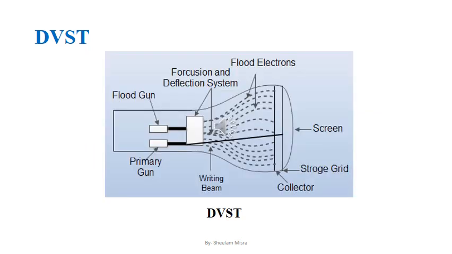So here in this diagram, DVST consists of two guns, the primary gun and the flood gun. The primary gun stores the picture pattern and the flood gun maintains the picture display. The primary gun produces high-speed electrons which strike the storage grid to draw the picture pattern. Continuously, low-speed electrons from the flood gun pass through the control grid and are attracted to the positive charge areas of the storage grid. The low-speed electrons then penetrate the storage grid and strike the phosphorus coating. During this process, the collector behind the storage grid smooths out the flaws of the flood electrons.